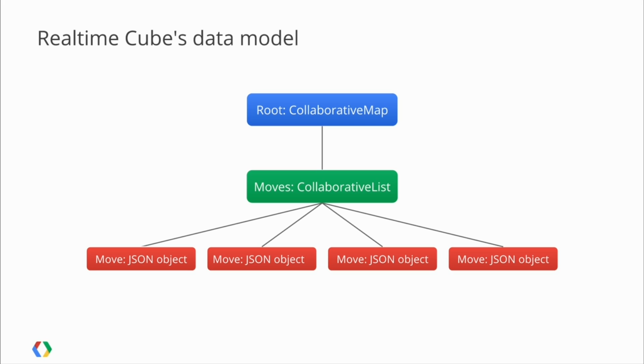So these collaborative types, this map and list, are special in that whenever you add something or make a change to this map or to this list, the changes are automatically sent to the server and sent to all the different collaborators. So here, I'm going to show you in one slide all the code that you need in order to integrate the real-time API with this data model I just talked about.